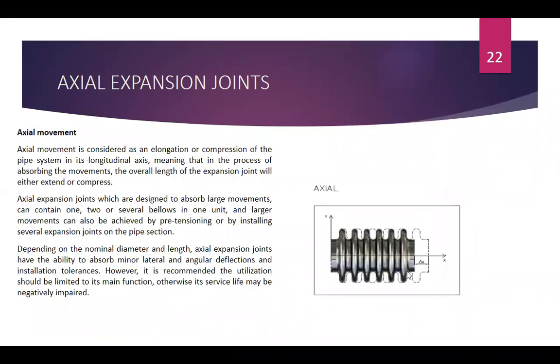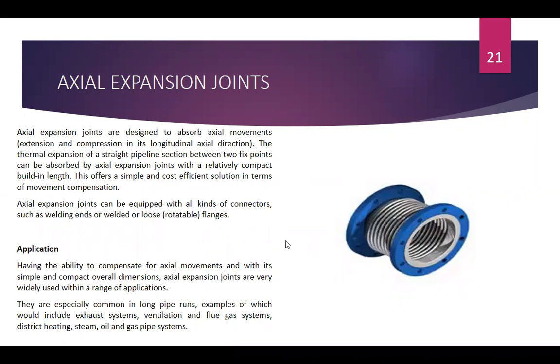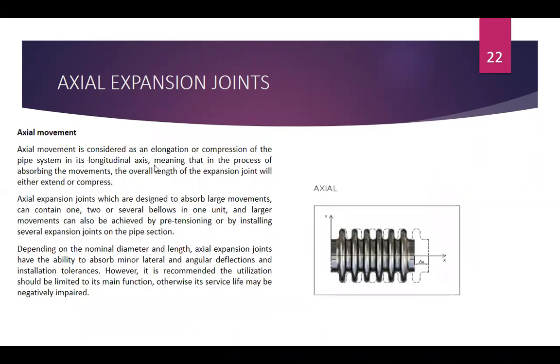Axial movement. Axial movement is considered as an elongation or compression of the pipe system in its longitudinal axis, meaning that in the process of absorbing the movements, the overall length of the expansion joint will either extend or compress.